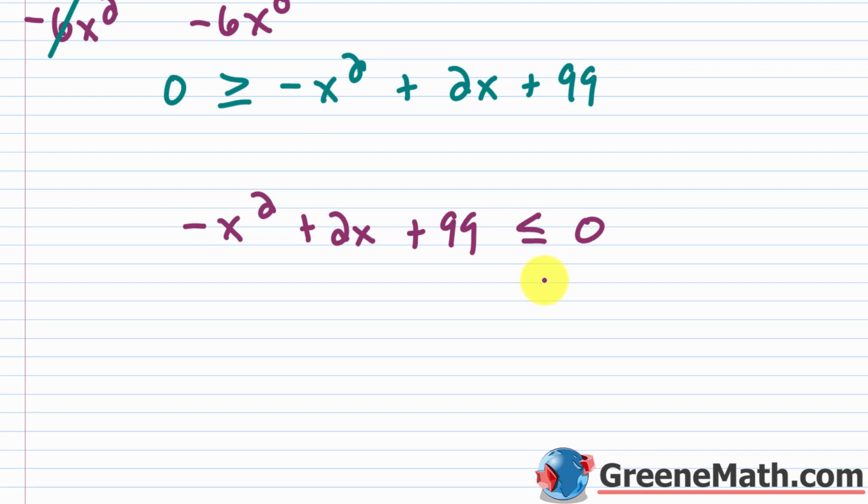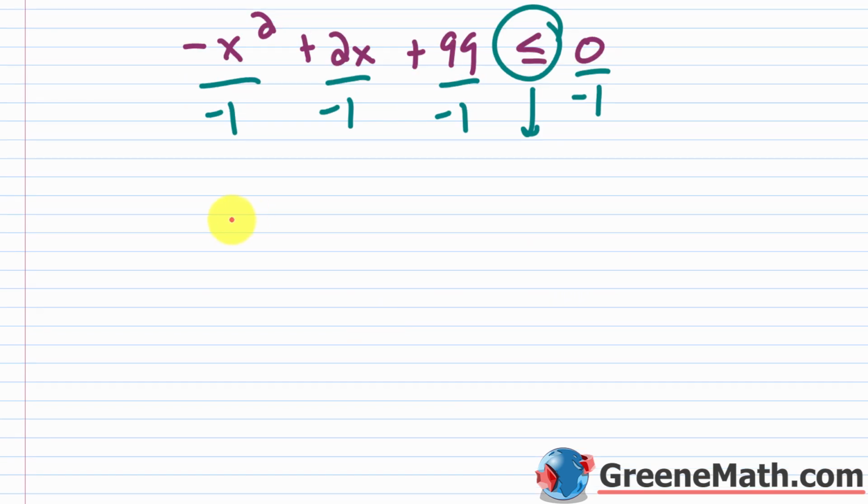Now, one thing I would do here, if I'm going to factor this, I don't like a negative leading coefficient. You could pull out a -1, but what I like to do is actually divide everything by -1. But remember, if you're working with an inequality and you multiply or divide by a negative number, you have to flip the direction of the inequality symbol. So I'm going to divide this by -1, this by -1, this by -1. I'm going to flip this, and then I'm going to divide this by -1. So this gives me x squared, then minus 2x, then minus 99. This will now be greater than or equal to, and this will still be 0.